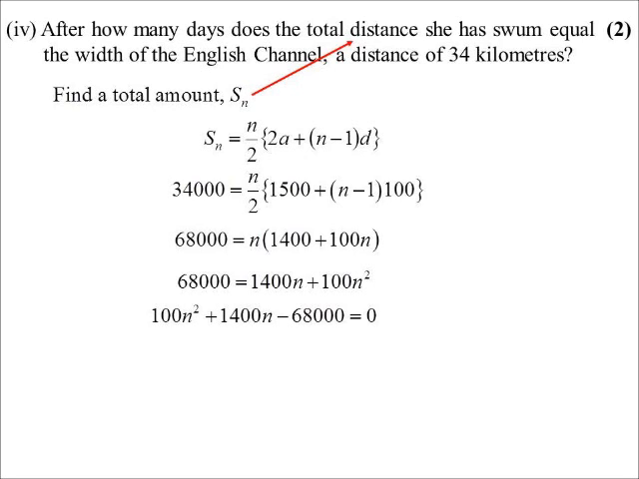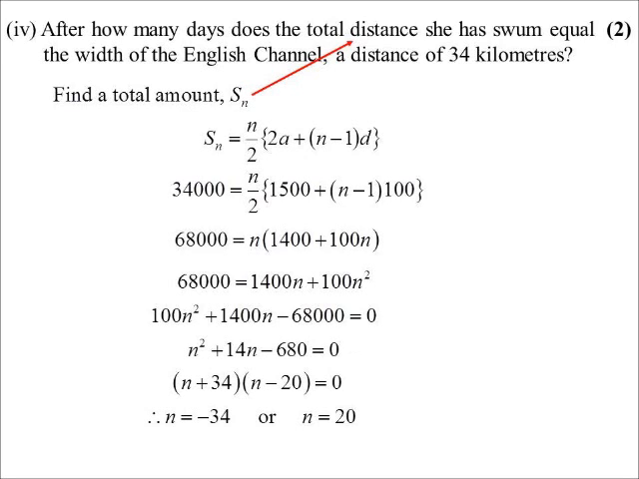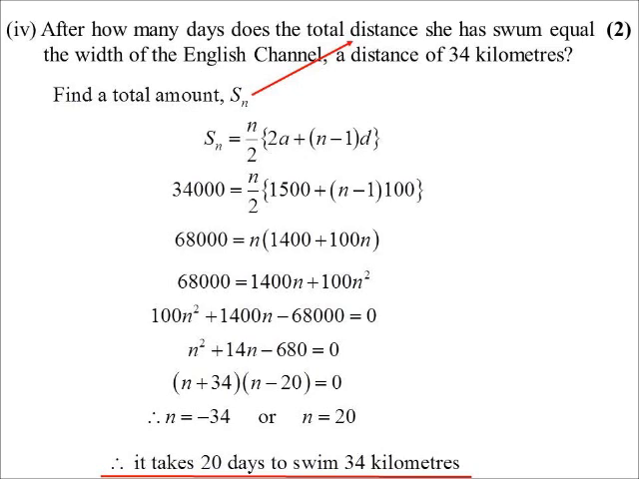Oh, there it is. What multiplies together to give minus 68,000? Oh, no. We've got 100n squared. Oh, divide everything by 100. Phew, that's better. Multiplies together to give minus 680, adds together to give 16: 34 and 20. So we have two possibilities. But of course, to solve our problem, it must be the positive one we're looking for, because we're not going to have the negative 34th day. So 20 days it took to swim the 34 kilometres.